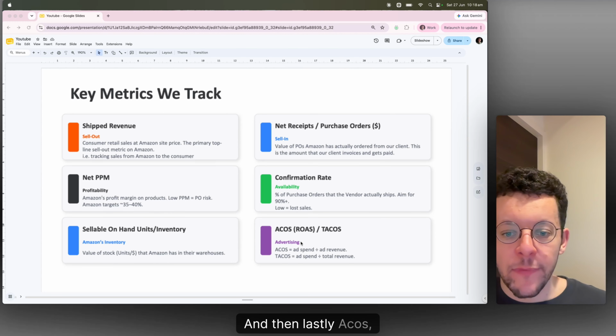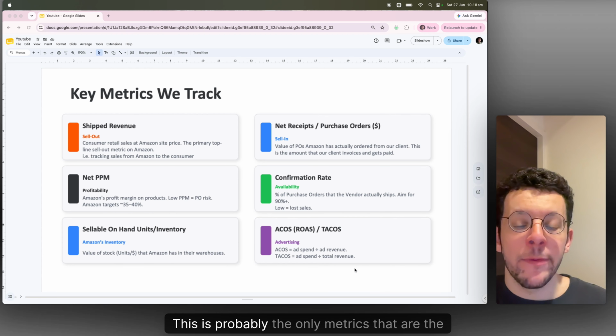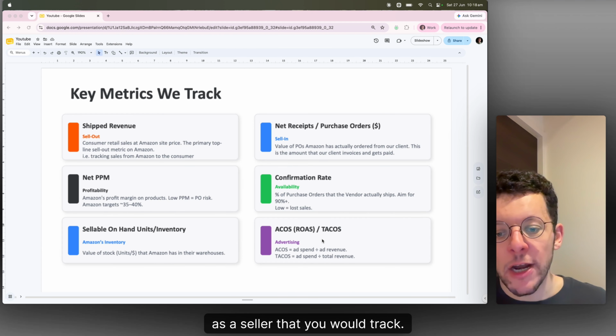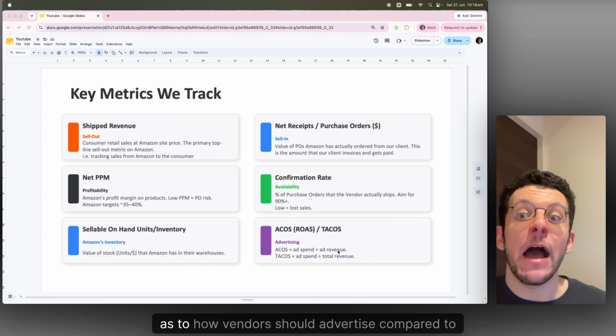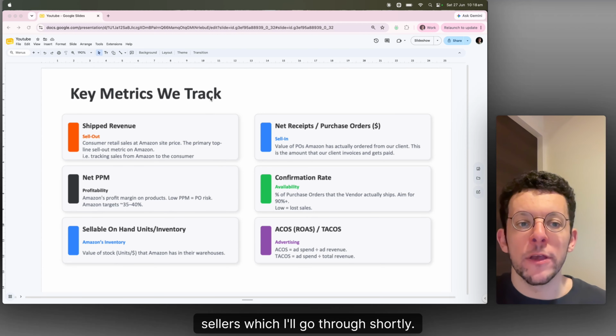And then lastly, ACoS, ROAS, TACoS. These are advertising metrics. This is probably the only set of metrics that are the same as a seller would track. But again, there are some subtle differences in how vendors should advertise compared to sellers, which I'll go through shortly.